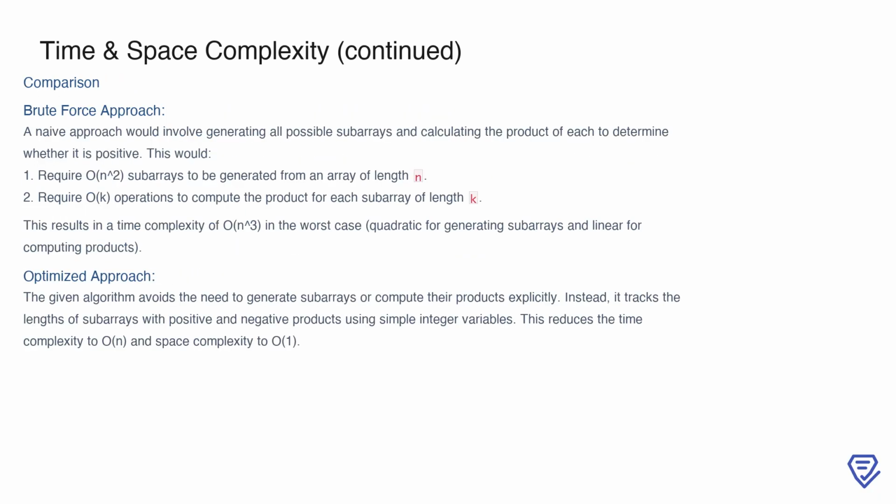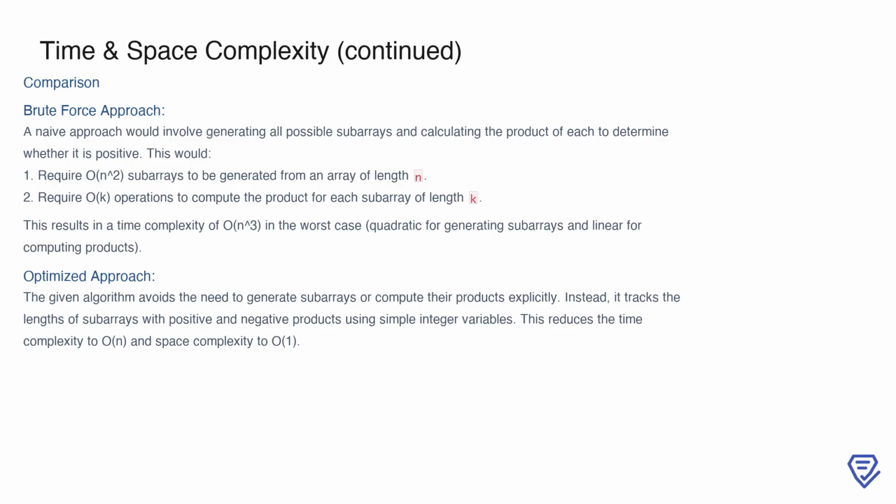Let's compare this optimized solution to a brute force approach. If we were to solve the problem naively, we would generate all possible subarrays of the input array and compute the product of each to check if it's positive. For an array of length n, this would involve generating O(n²) subarrays. Then, for each subarray, calculating its product would take k operations, where k is the length of the subarray. This results in a worst-case time complexity of O(n³), which is computationally expensive for larger arrays.